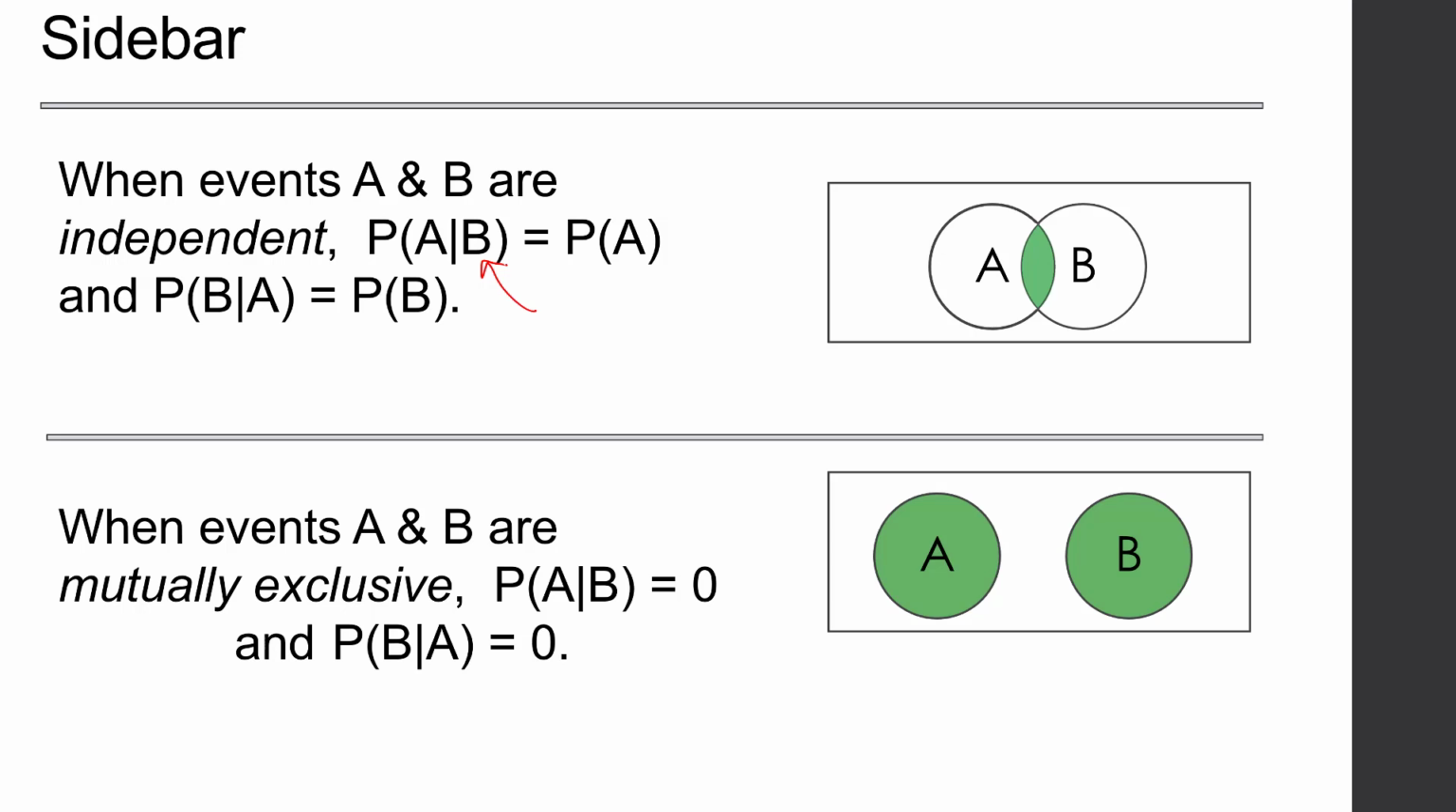And accordingly, the probability of B given A, if they're independent, A doesn't matter. It doesn't matter if you're given that A happened. If they're independent, then it's just the probability of B.